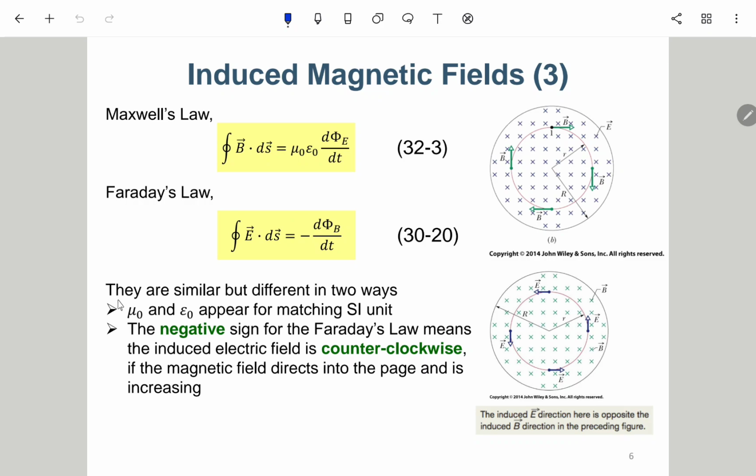Here it mentions that they are similar but different in two ways. The first one is that for Faraday's law, we don't have anything multiplied in front. Of course, if you have multiple turns, you have capital N, the number of turns, but here we just ignore the number of turns. Sometimes you can even absorb this N into the magnetic flux.